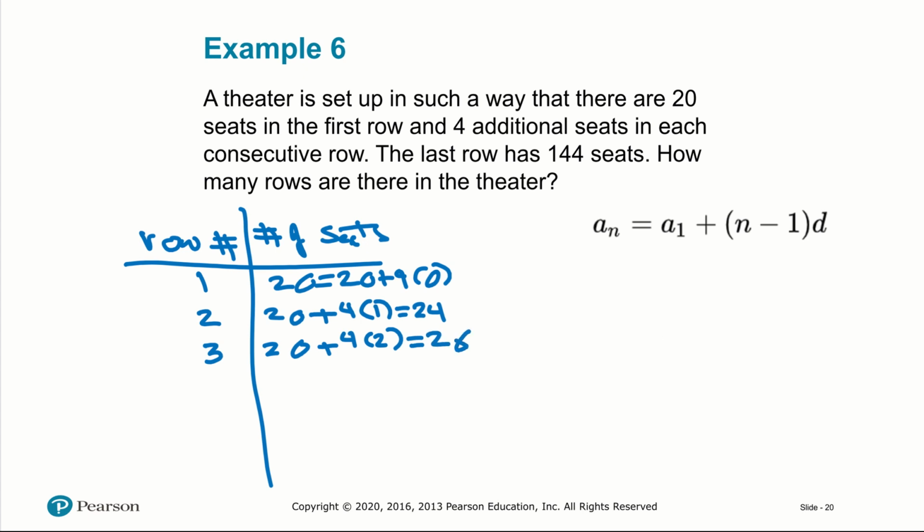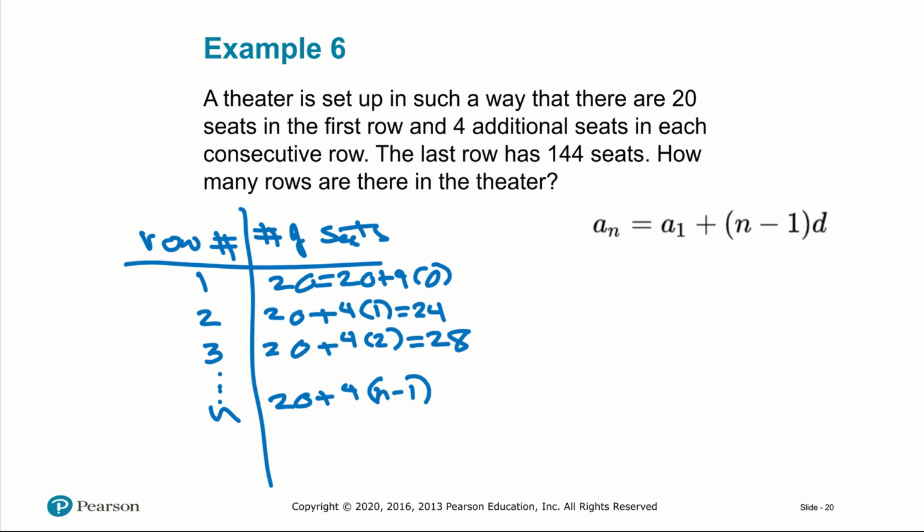So we get 28. Now we can almost guess the general pattern already, right? We know that the nth term of this sequence is going to look like this: 20 plus 4 times, be very careful, it's not 4 times n, because for the third row it was 2 that you multiplied by. For the second row it was 1. For the first row it was 0 that you multiplied by 4. So each time it's 1 less than the row number, right? So 4 times n minus 1.